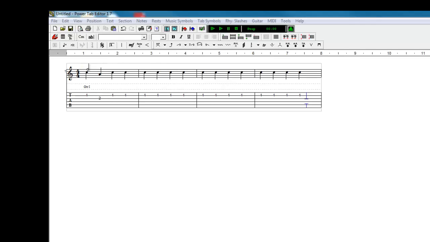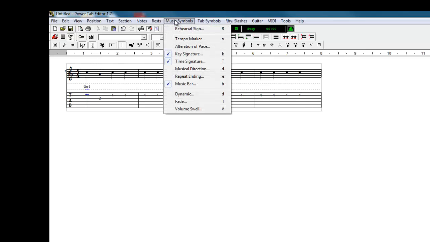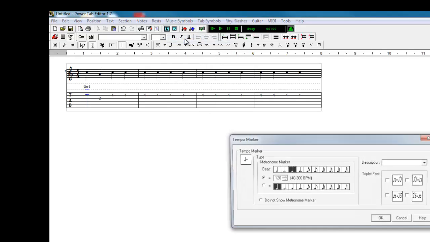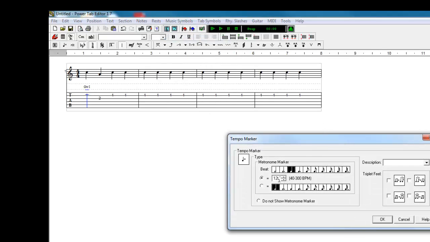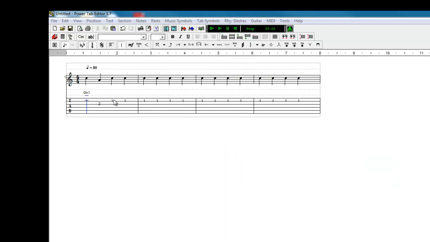Alright, we don't have a tempo set, so let's set the tempo real quick. Tempo marker. We're going to set it at 80 beats per minute. Alright, so this is our tempo marker. This tells us how fast we would play this. And I have it at 80 beats per minute. So we have our time signature and we have our tempo.